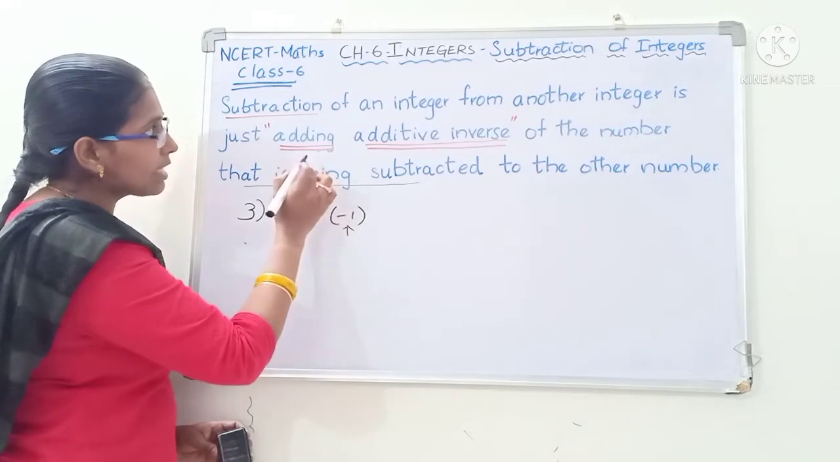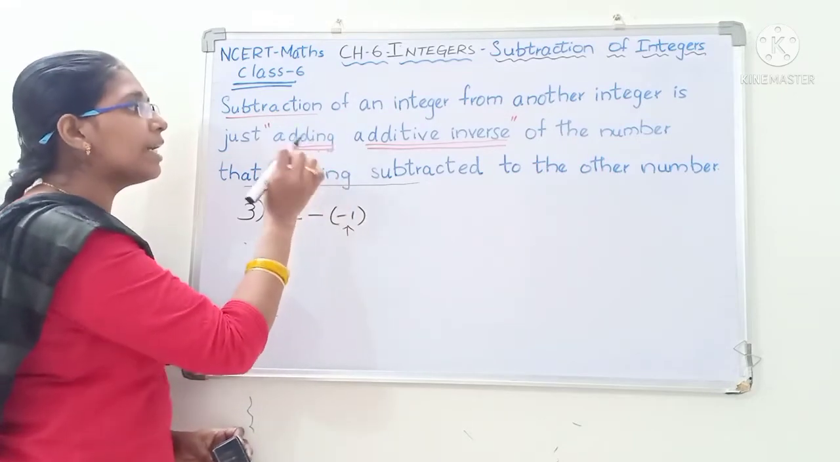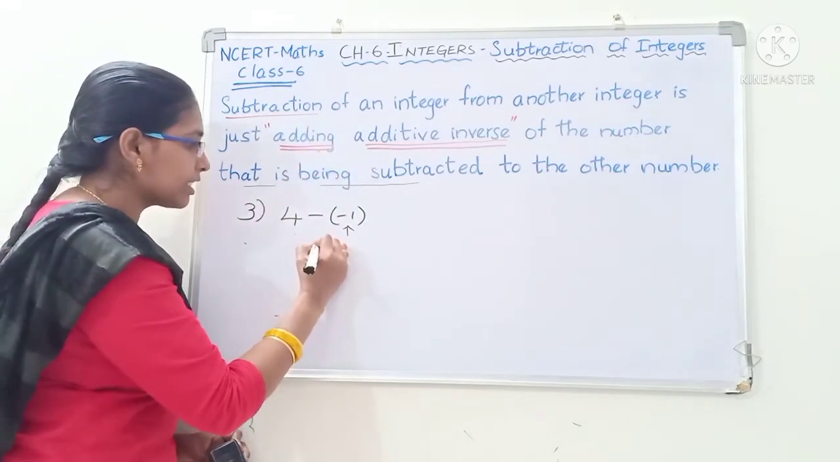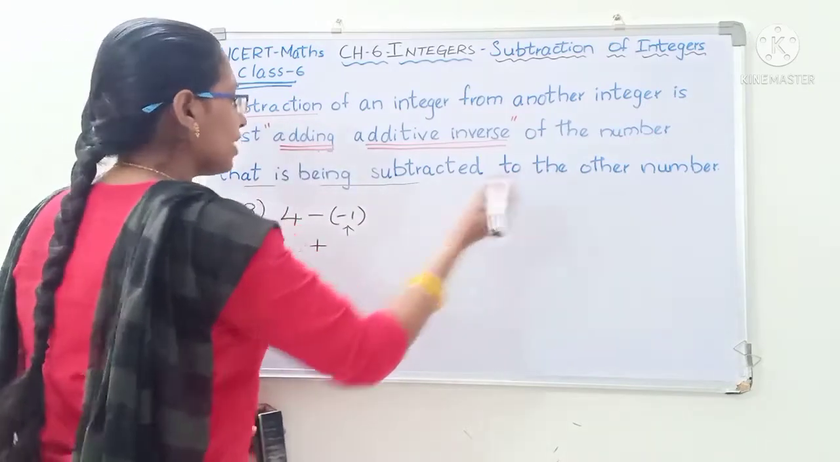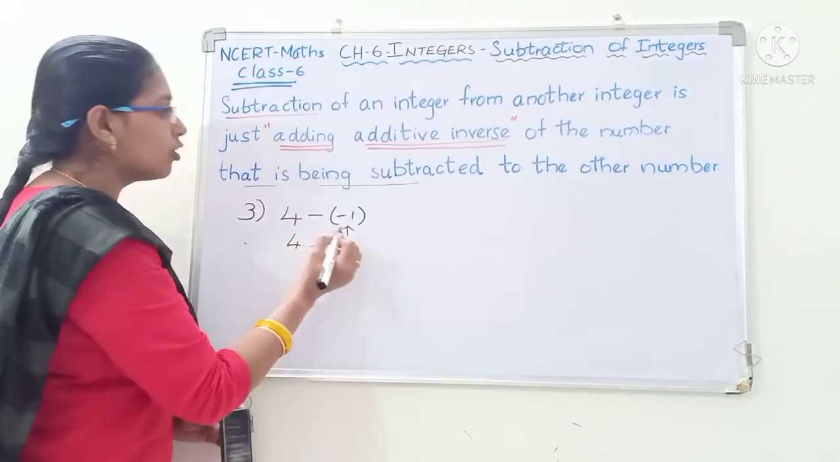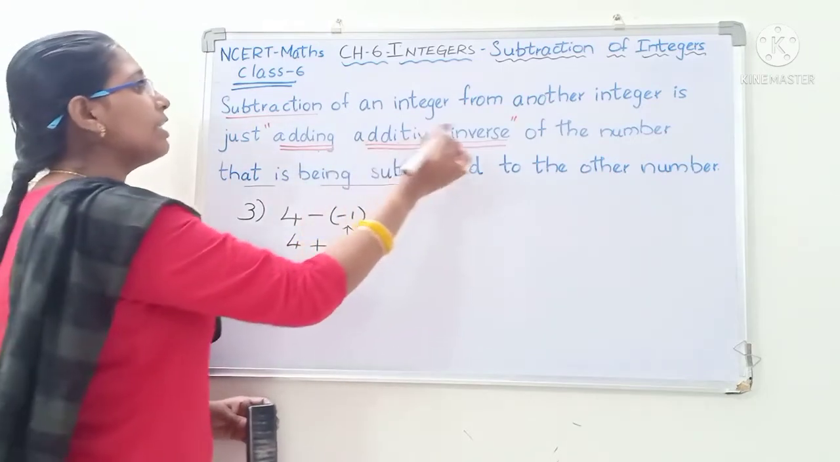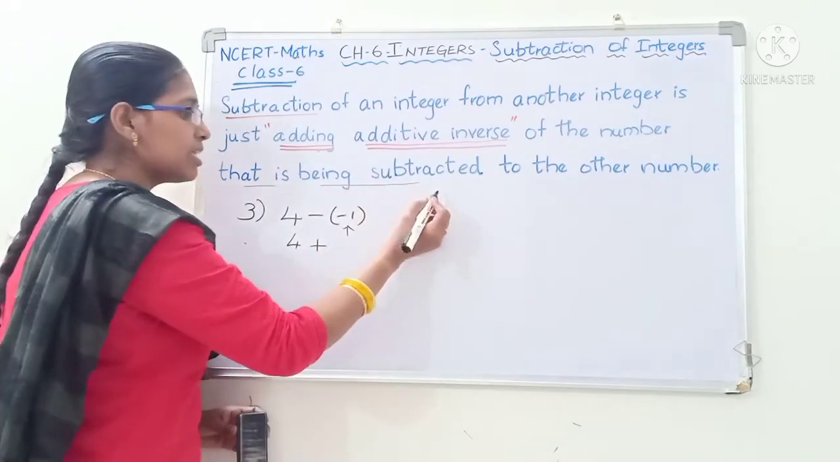First, what did they say? Subtraction is nothing but addition, they said. So, subtraction is nothing but addition. What should you add? You should add to the other number. What is the other number? 4. To this, you should add additive inverse of the number that is being subtracted.